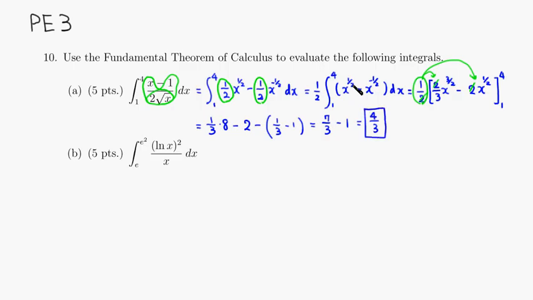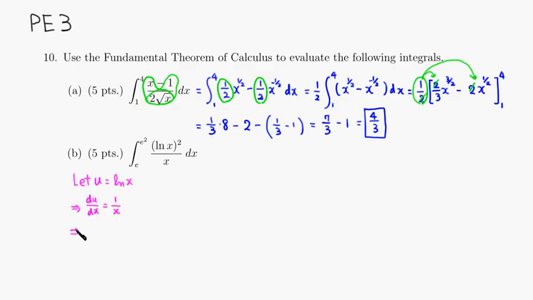For part B, we're going to do a substitution. We're going to let u be natural log of x. Natural log is kind of hard to deal with when it comes to finding antiderivatives, so using substitution to get rid of it is probably a good idea. So take the derivative: du over dx is equal to 1 over x.